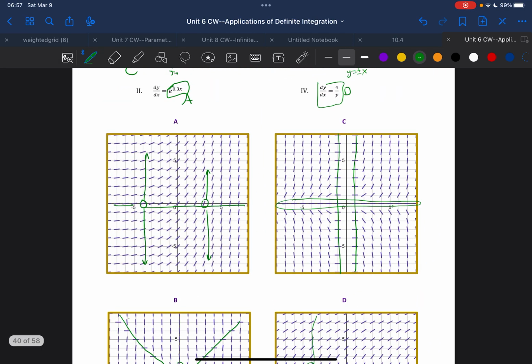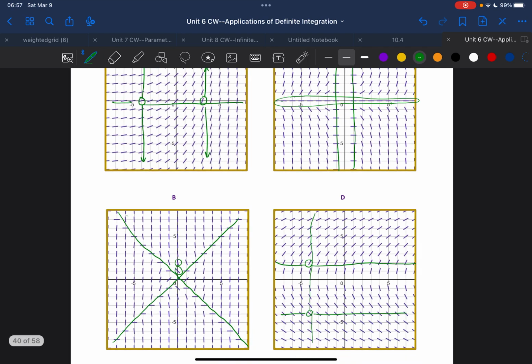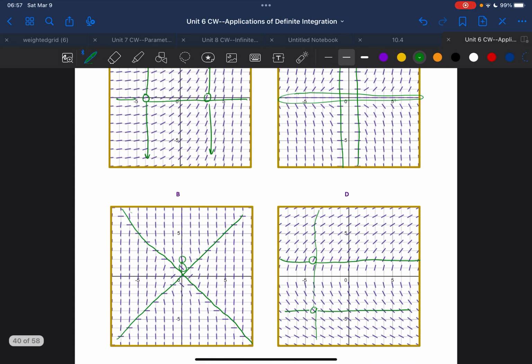And the other analysis you can do, you can see as y is getting bigger, 4 over y gets smaller. So as y gets bigger, my slopes get flatter. And you can see that here. You pick a value. As y is getting bigger, the slopes are getting flatter and flatter.